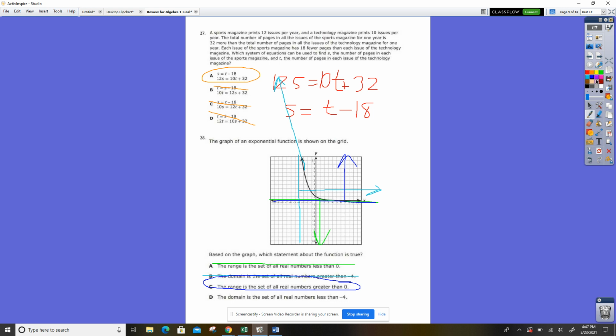We can check the last one just to be sure. D says the domain is a set of all real numbers less than -4. So it's saying just the values over here. And from the graph, we can see that's not true because it hits all of these values greater than -4 as well. So that means our answer is, in fact, C.